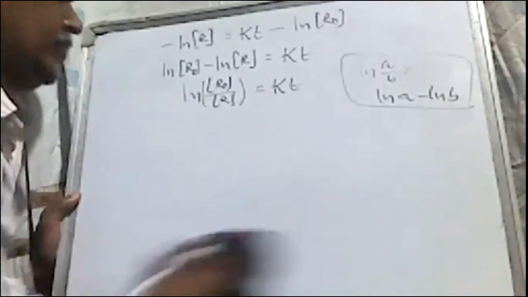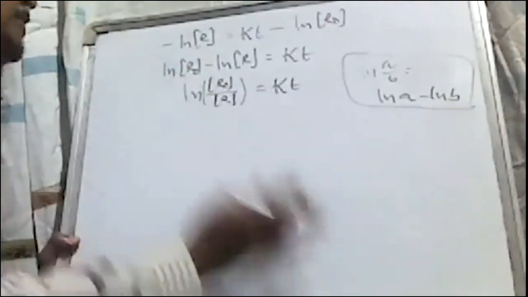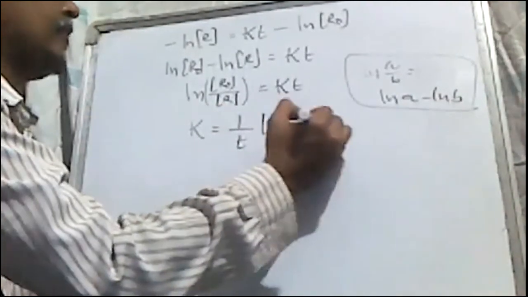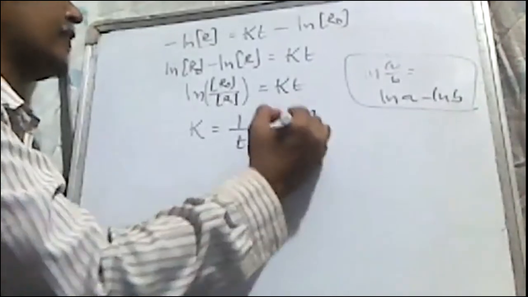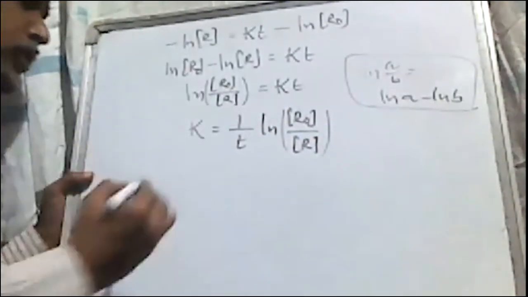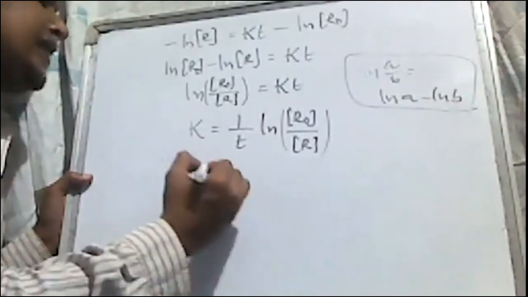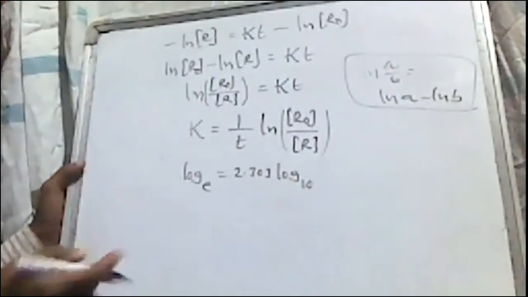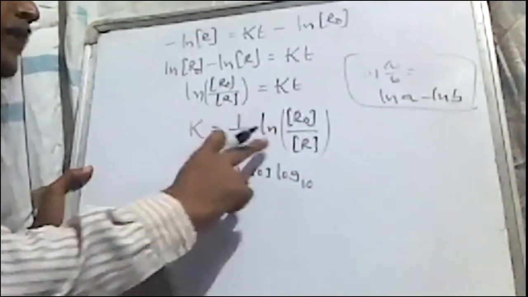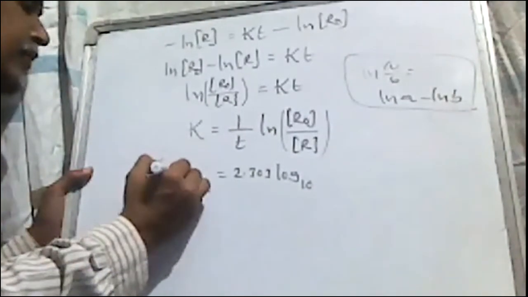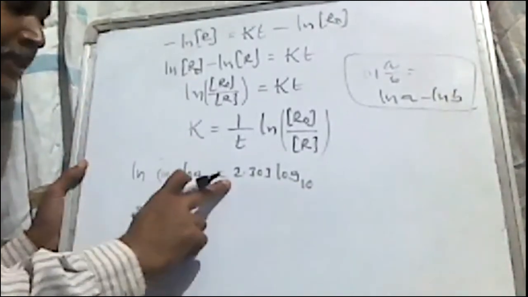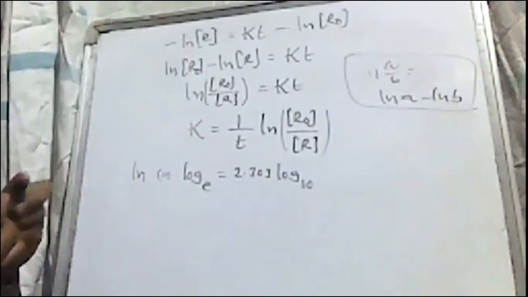Kt. Now see, k is equal to 1 by t into ln r naught minus r. We know that log base e is equal to 2.303 log base 10. That's why ln or log base e is equal to 2.303 into log base 10.